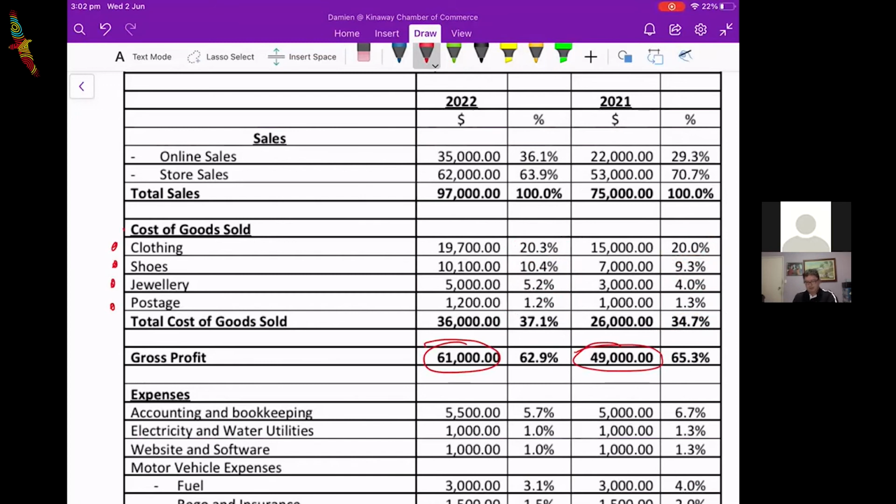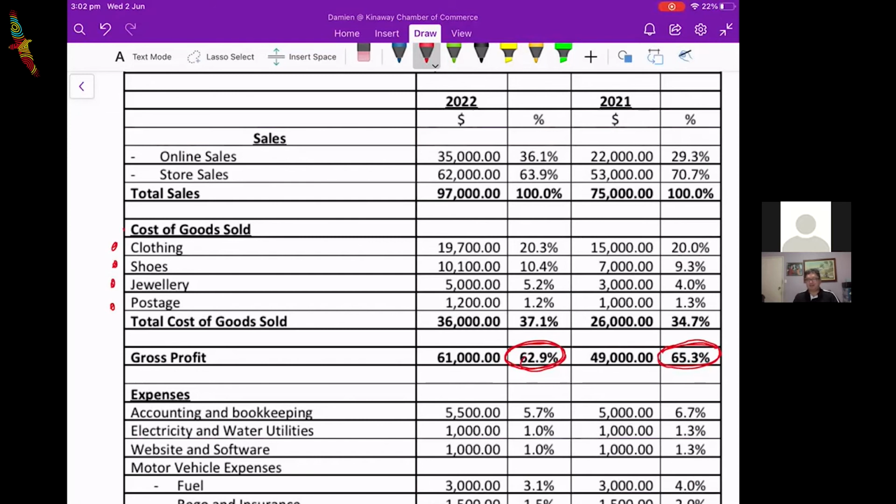Let's have a look at what that means, though, as a percentage of sales. Our gross profit margin for 2021 was 65.3%. Our gross profit margin for 2022 was 62.9%. So our gross profit has gone down as a percentage from 2021 to 2022. So we're actually not doing comparatively as well percentage wise, but we're doing better as a dollar value.